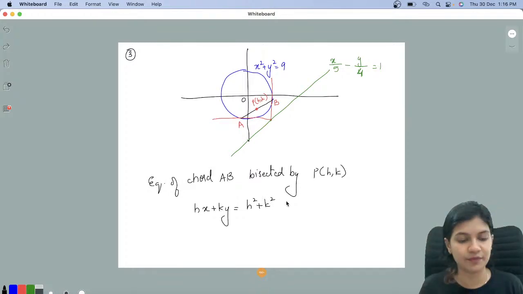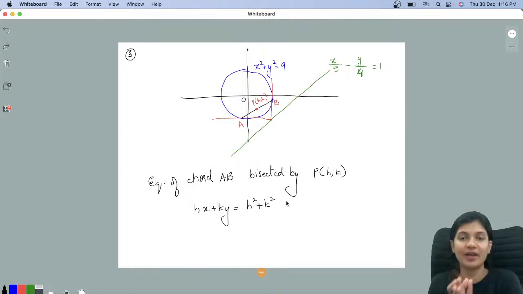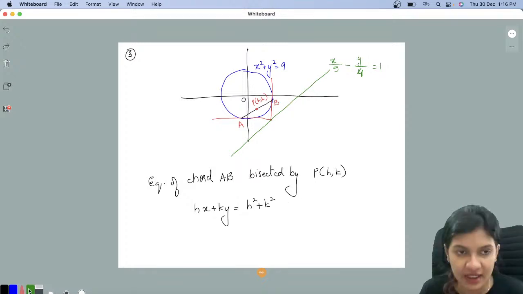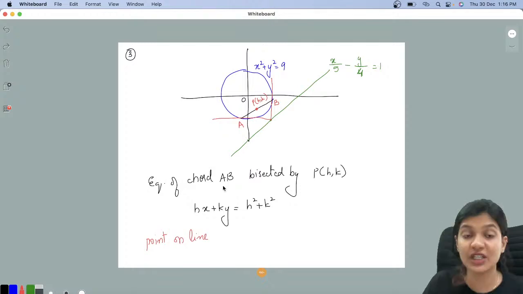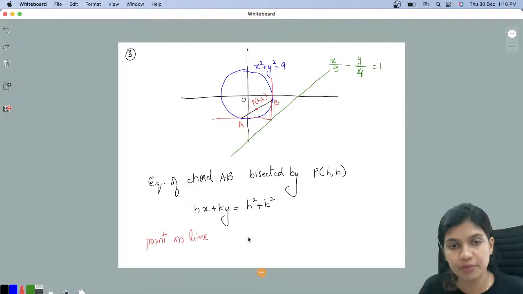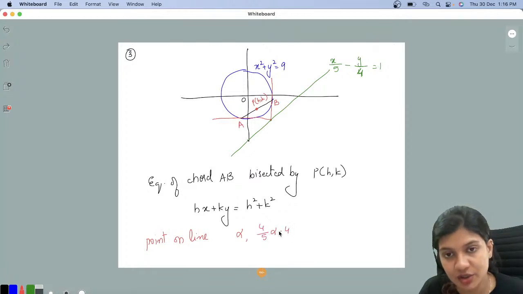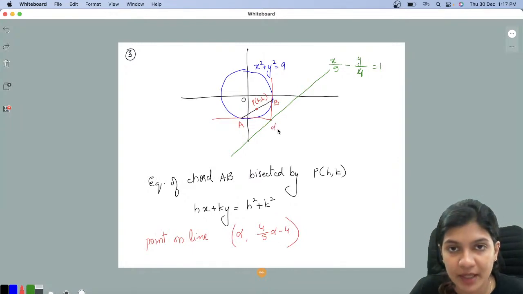Now let us consider a point on the line from which I am drawing the tangents. Let one coordinate be alpha, then the other will be what? 4 upon 5 alpha minus 4. So this point will be alpha comma 4 upon 5 alpha minus 4.